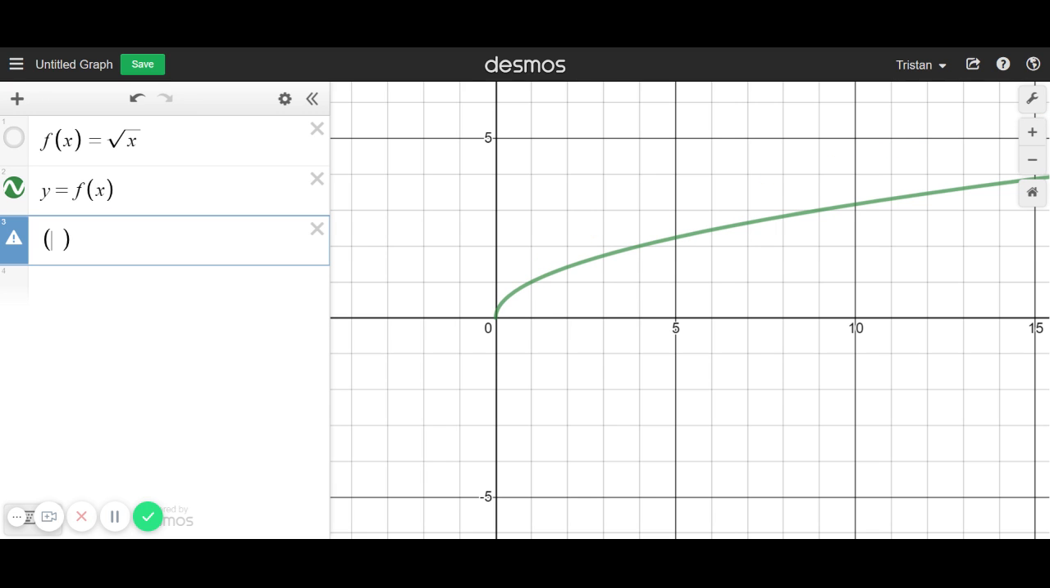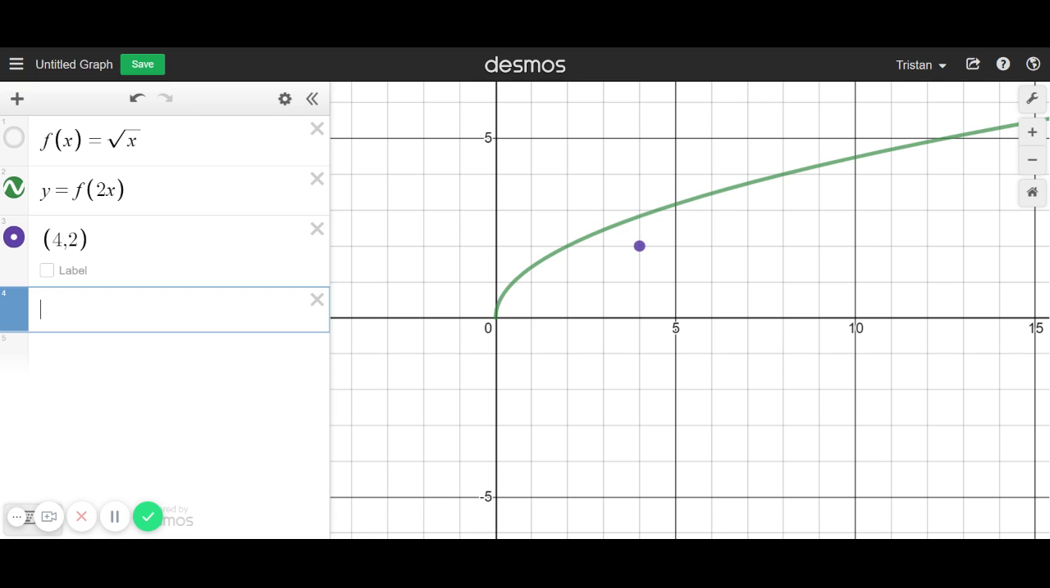So the original graph had the point 4, 2 on it, right? I multiply x by 2. I no longer have that. Instead, the point I have, I can get it by taking the x coordinate and dividing it in half. So that's going to be 2, 2. That point is on the line.